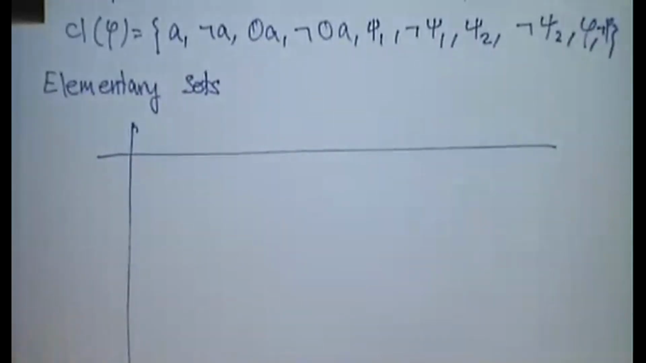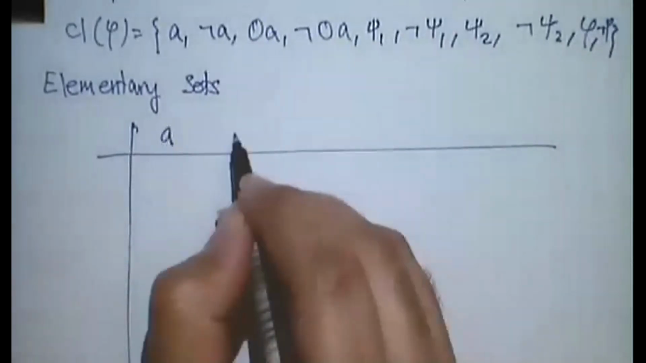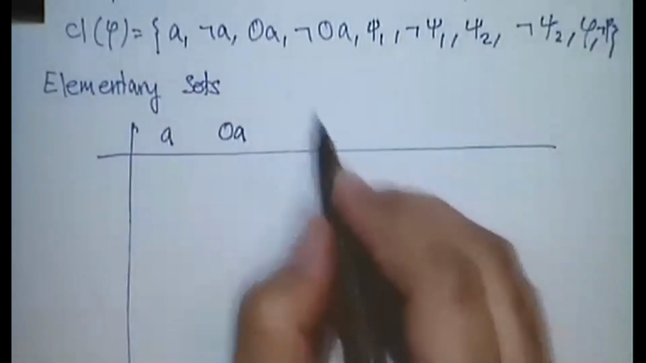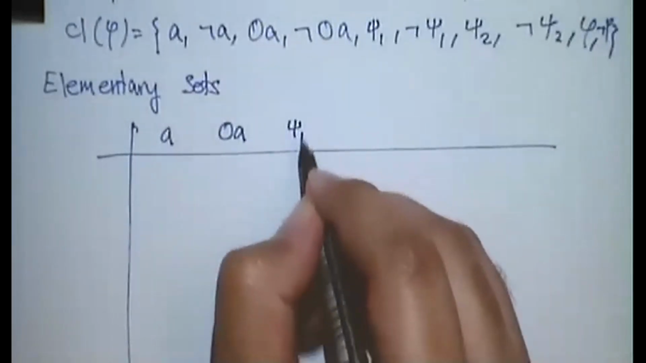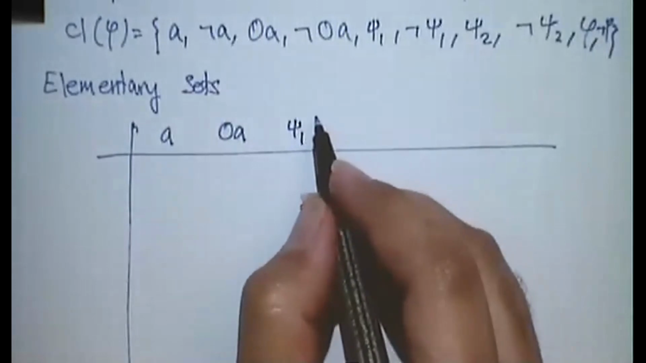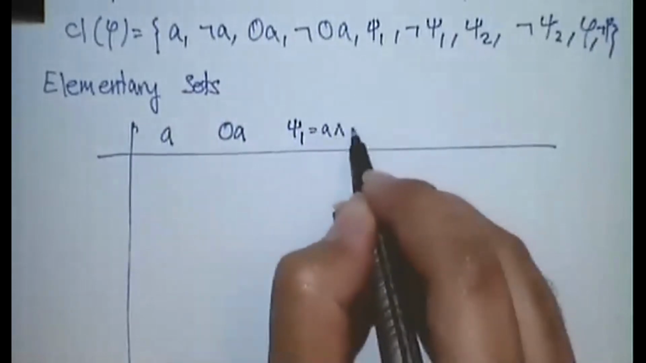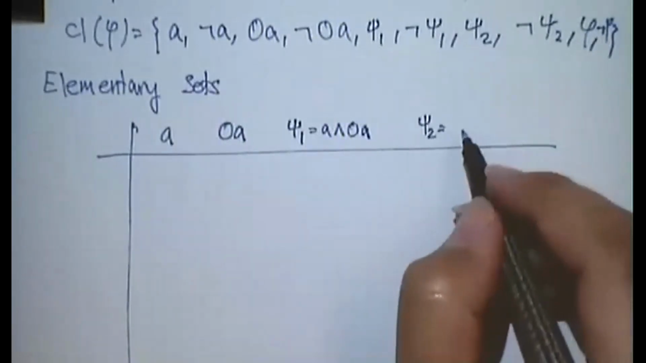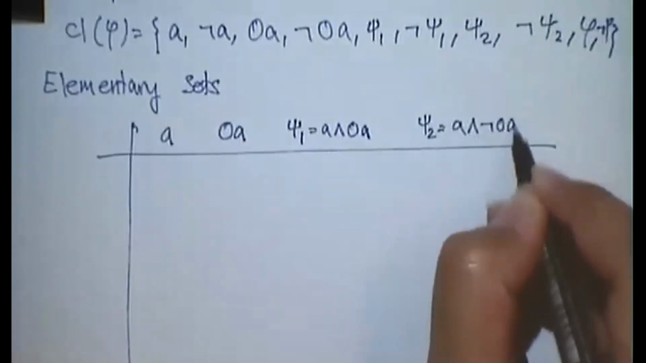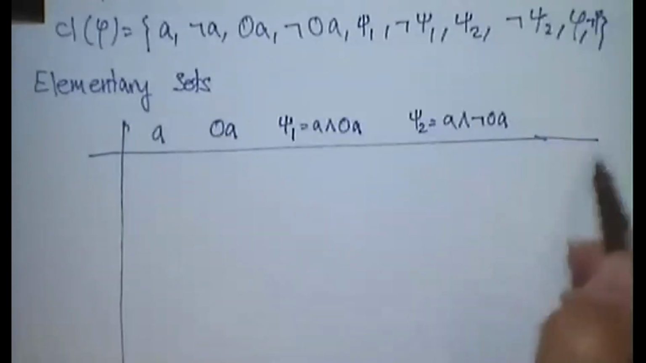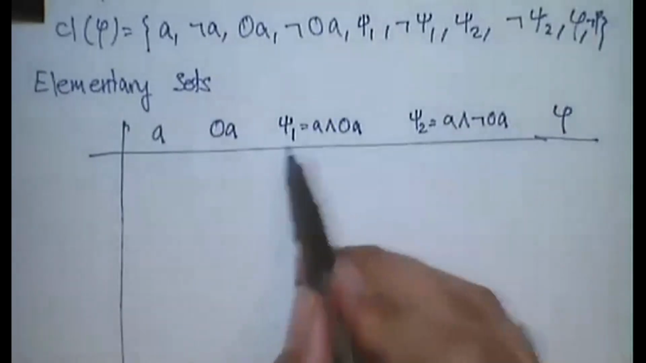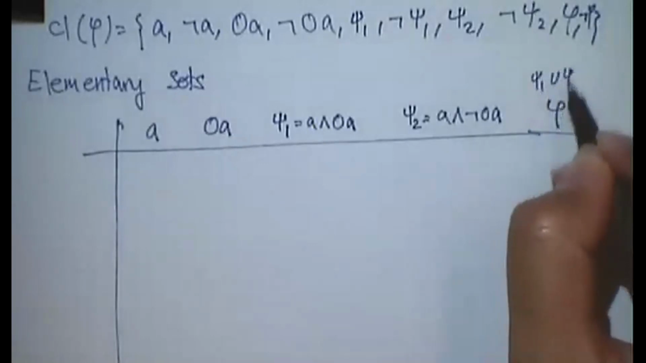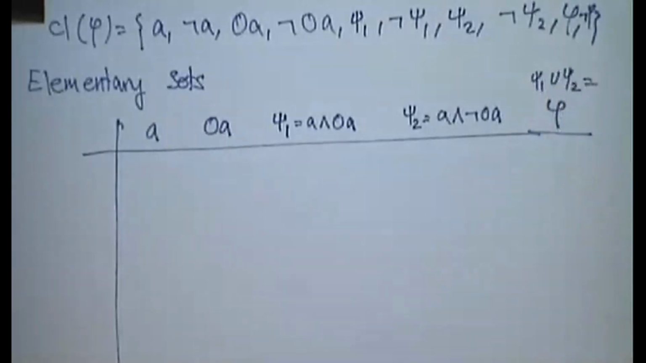Okay, so what should I put here? I should put A, I should put next A, I should put psi1, which is A and next A. I should put psi2, which is A and not next A. And I should have phi itself, which is psi1 until psi2. So psi1 until psi2.